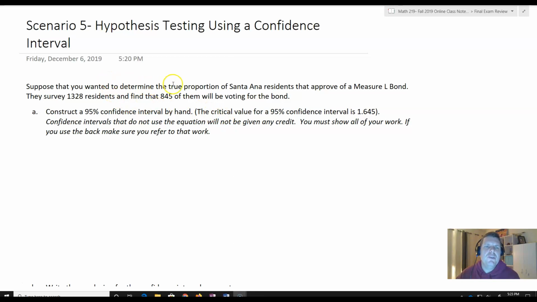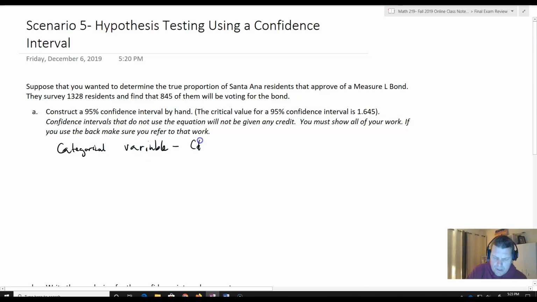So we're going to start out. Suppose that you wanted to determine the true proportion of Santa Ana residents that approve a Measure L bond. They survey 1,328 residents and find that 845 of them will be voting for the bond. So what we want to notice is that 845 is a count, and the question is, will you vote for the bond or not? So this is a categorical variable, and so we're looking at a confidence interval for proportions. The proportion goes with the categorical variable.